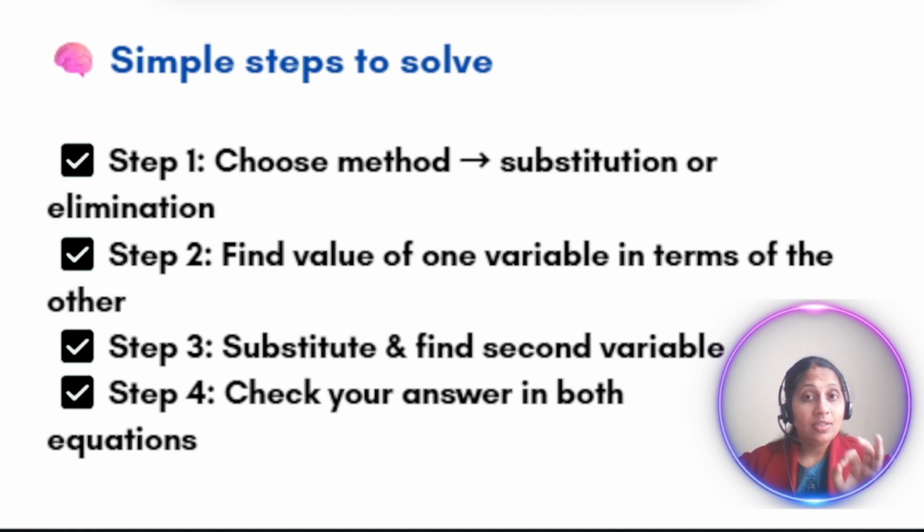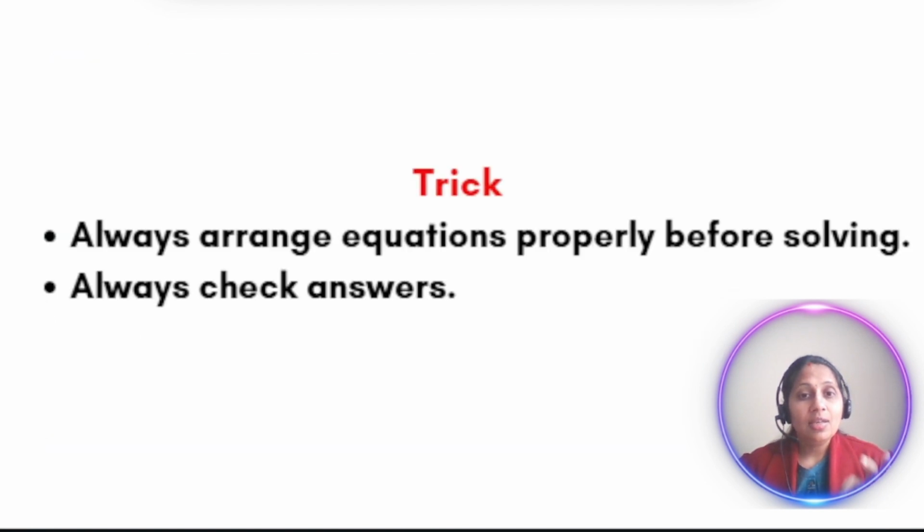So the main trick that you have to follow in this is always arrange the equations properly before solving, because sometimes they will give you the x term first and sometimes they will give you the y terms first. Sometimes the constant term will be on your left hand side. So you have to arrange the equations properly in the regular format and then go for finding the method. The next one, always check the answers by again substituting the values in both the equations. So these are the two must tricks that every topper will follow. So I want you all to follow the same.